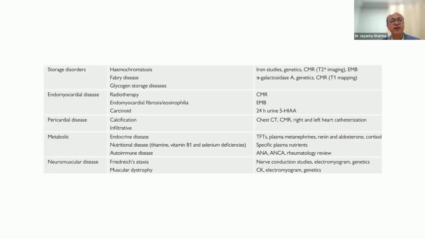Other causes of heart failure are storage disorders, that is glycogen storage disease or hemochromatosis. If the patient is having endomyocardial disease, specifically carcinoid, or a pericardial disease, that is calcification, infiltrative, or a metabolic disorder, specifically autoimmune disease or endocrine disease, sometimes vitamin B1 and selenium deficiency can cause heart failure.